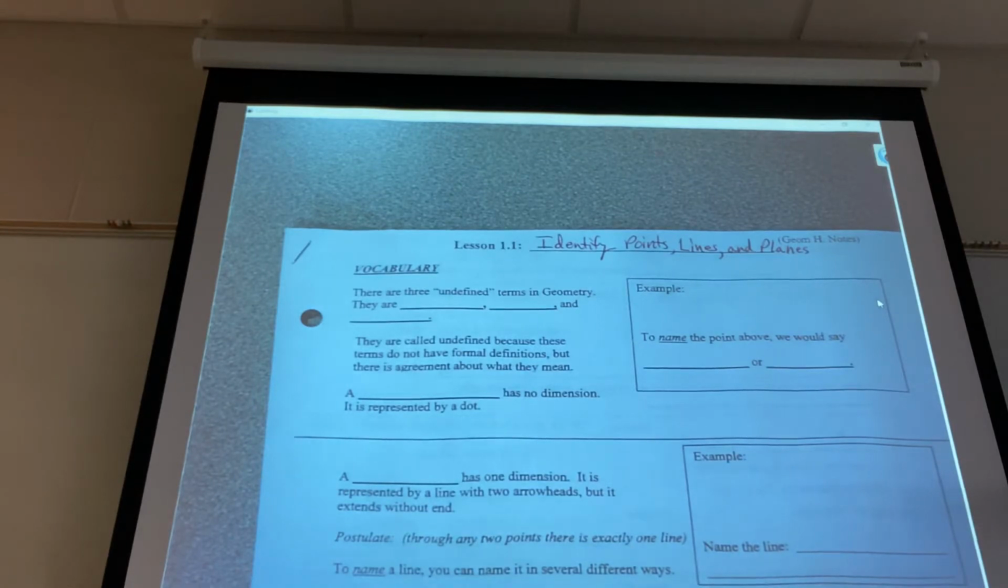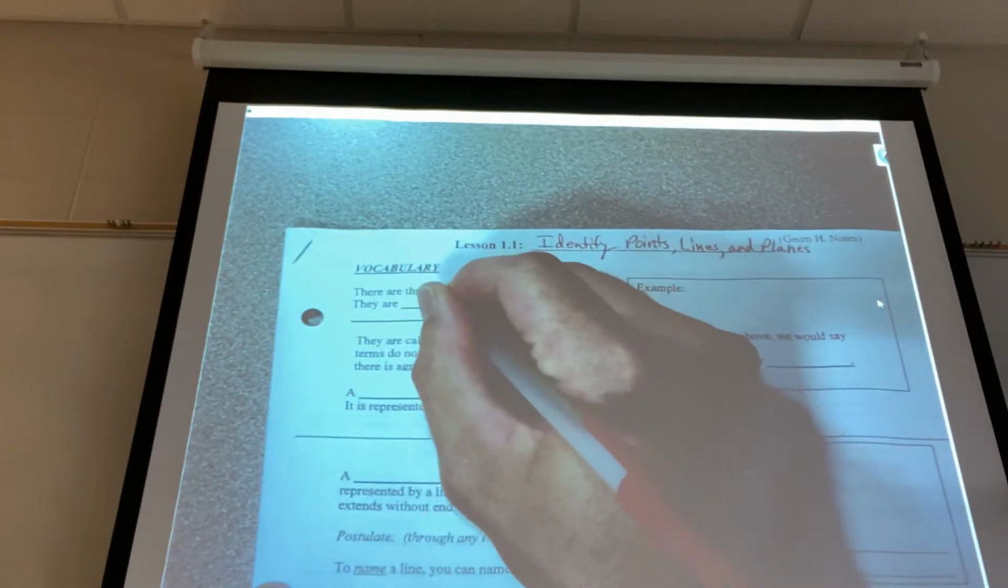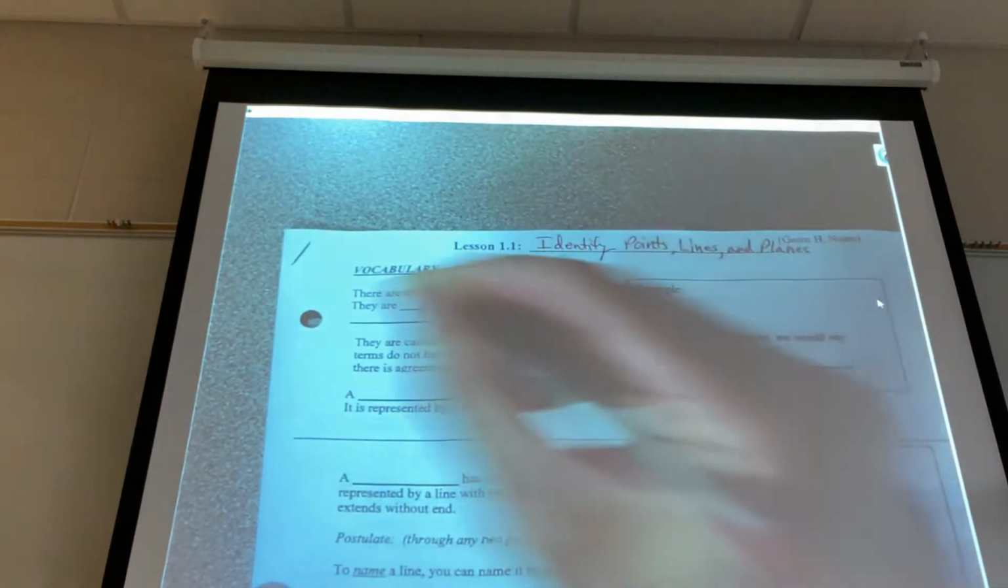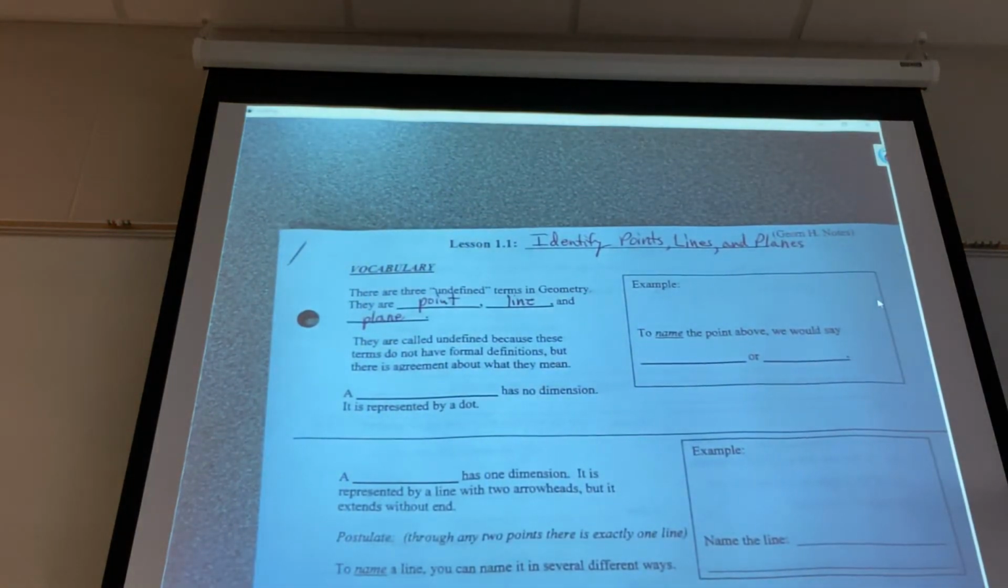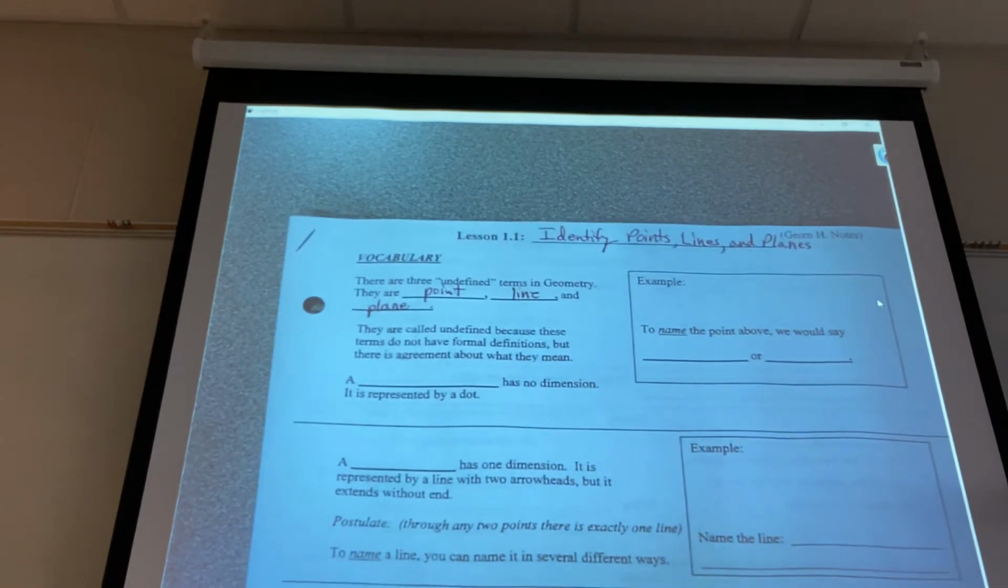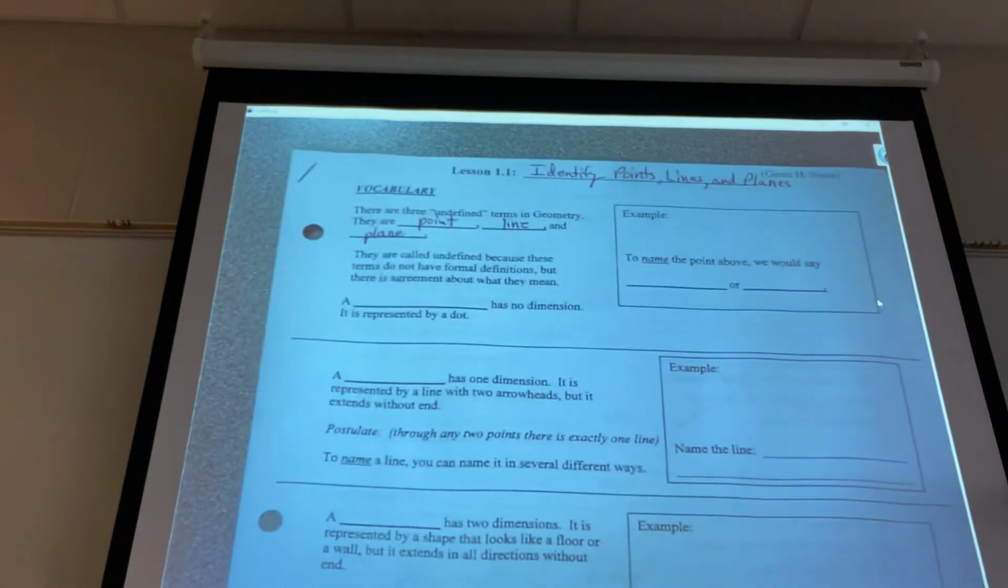Anyway, there are 3 undefined terms in geometry. And they're undefined, but they have like an accepted definition. It's kind of weird. So they are, oddly enough, point, line, and plane. So it says they're called undefined because these terms do not have formal definitions, but there is agreement about what they mean. And I swear this is a carryover from Euclid's book, where it's like, well, these don't have definitions because everybody knows what they are. It seems strange.